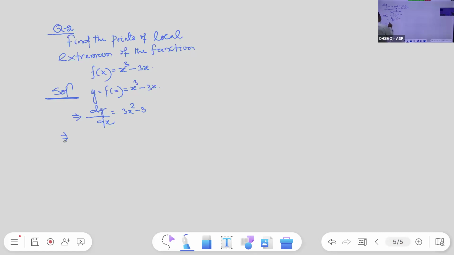For critical points, equate dy upon dx to 0. Dy upon dx is equal to 0 implies 3x square minus 3 equal to 0. This implies x square minus 1 is equal to 0, which implies x is equal to 1 or x is equal to minus 1. So two critical points are there, x is equal to 1 and x is equal to minus 1. Now we have to find the higher order derivatives.